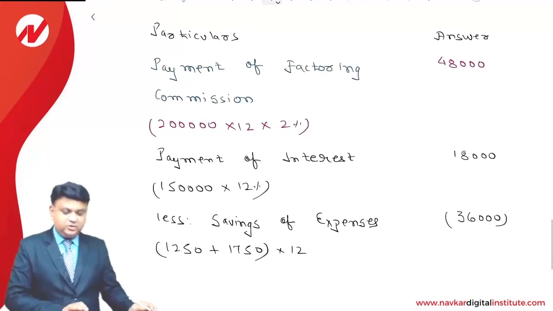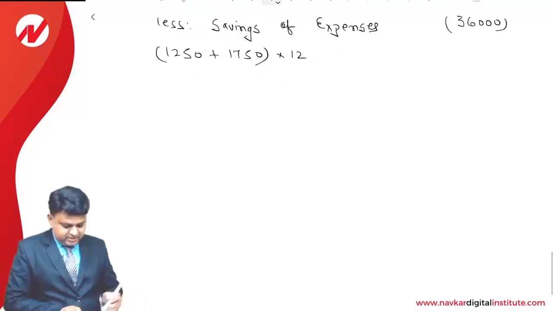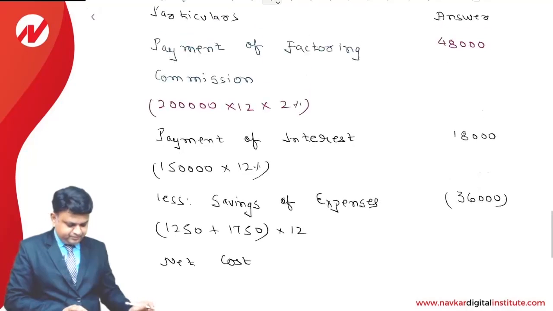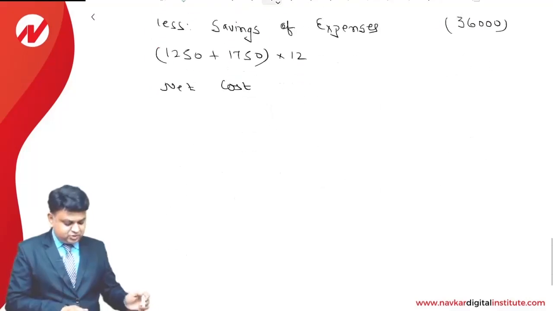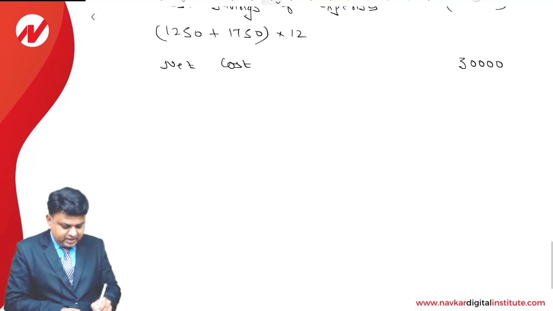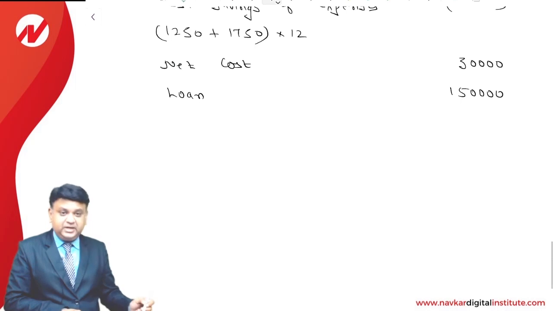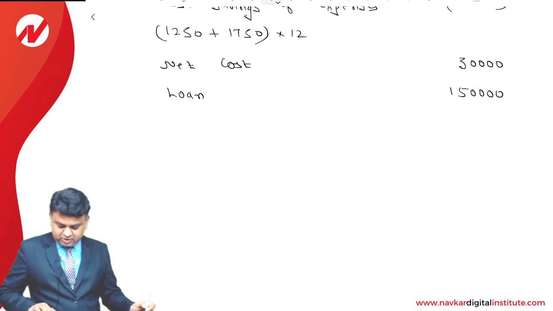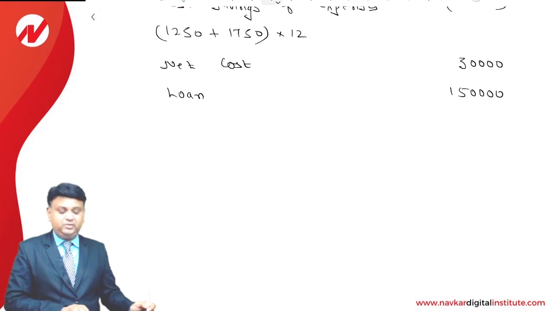Okay. So there are two expenses and one savings. This is the way we can compute the net cost. So use your calculator. 48,000 plus 18,000 minus 36,000. So your cost is 30,000 rupees. The amount of the loan which the company is able to obtain is 1,50,000, and it is exactly the same amount that we require. So 30,000 upon 1,50,000 into 100. So in that case, the cost of the borrowing will be 20%.